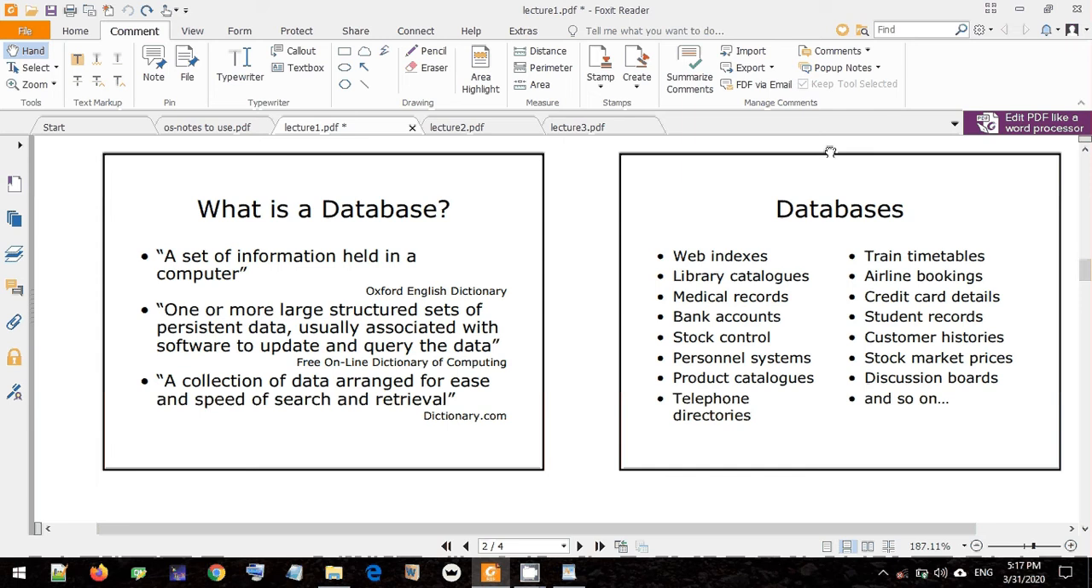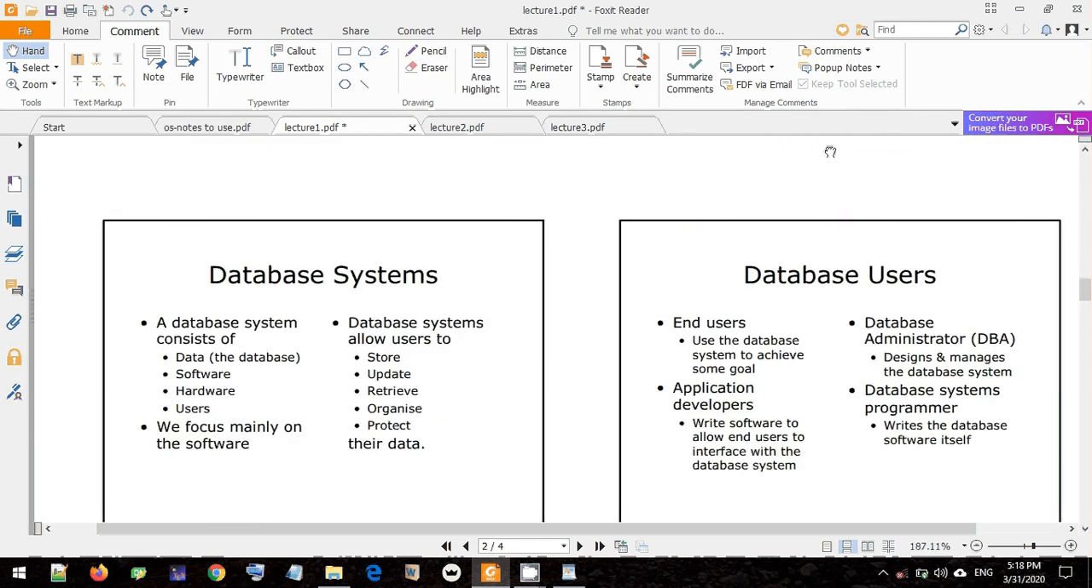Some examples of databases involve web indexes, library catalogs, medical record, bank records, stock control personnel systems, product catalog, telephone directories, and so on. There are so many of them. You can name them.